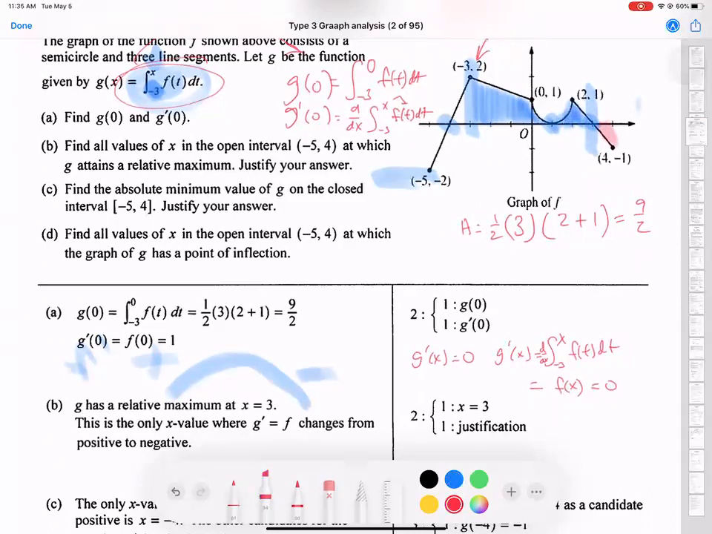So when does g prime go to 0? g prime goes to 0 at -4, at 1, and at 3. But at which of these does it change from positive to negative? It only changes from positive to negative at this value here. g' changes from positive to negative at x equals 3.